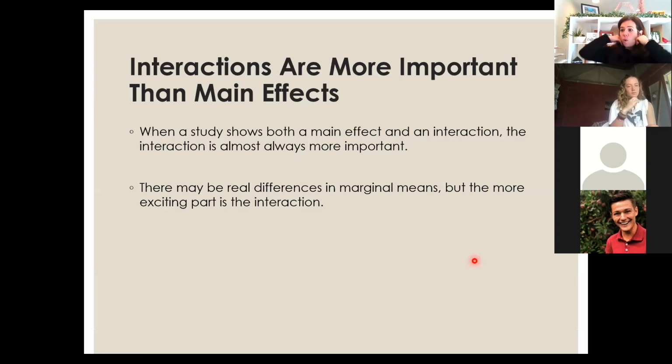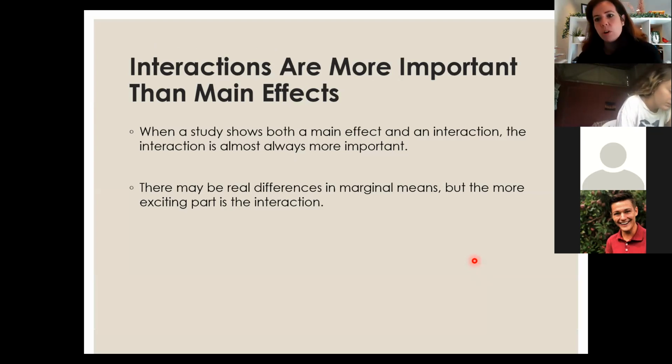When a study is showing you both a main effect and an interaction, the interaction, and I said this earlier, is always going to be more important because it just provides you more data and more complexity as to the relationship between the independent variables. So we want to always take a peek at that.